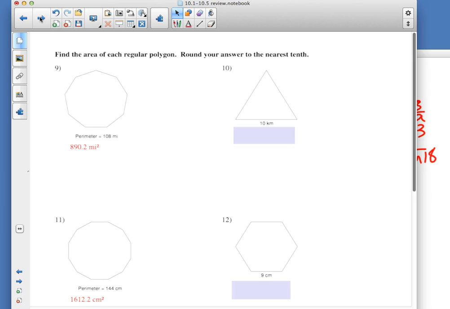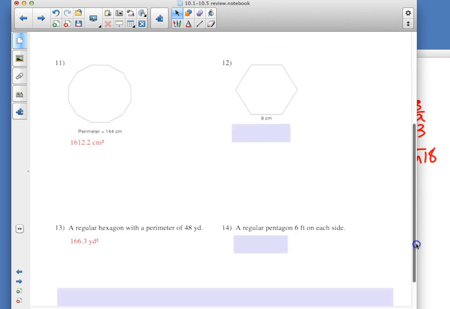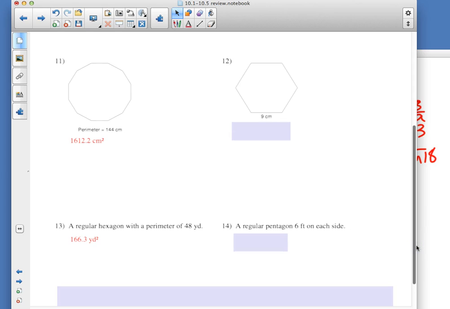Should be straight up. There's 3 problems here that we could practice with. Are there any questions on 9 or 13? Okay, 9 was 890.2. Okay, 11 is 1,612.2 centimeters squared, and 13 is 166.3. All of them are perimeter.